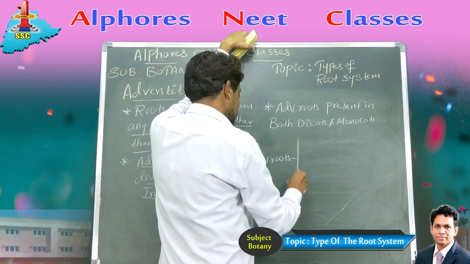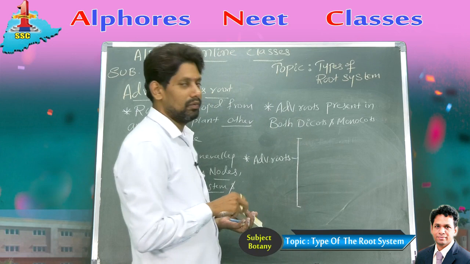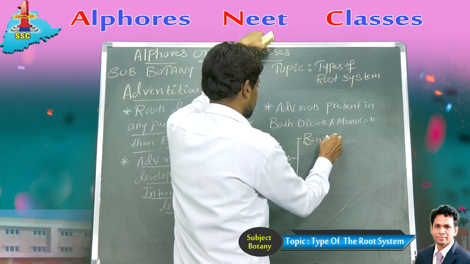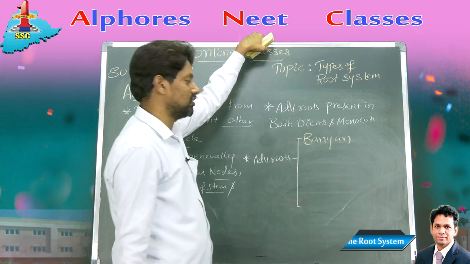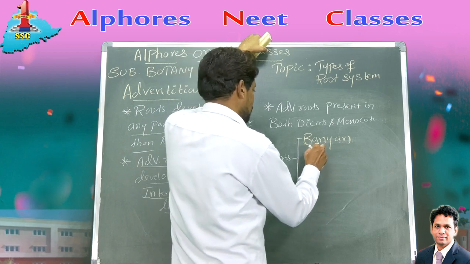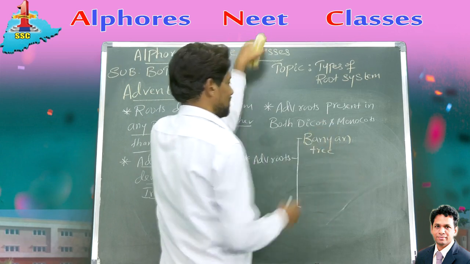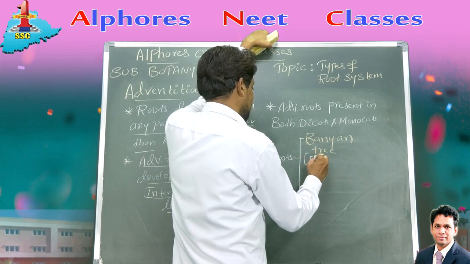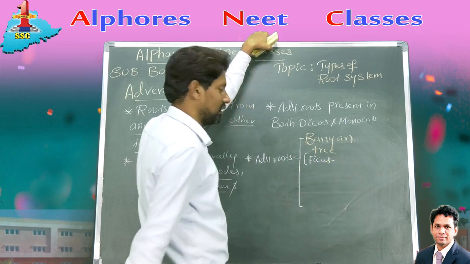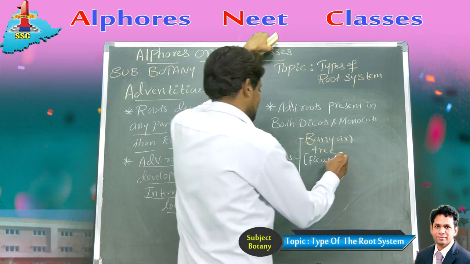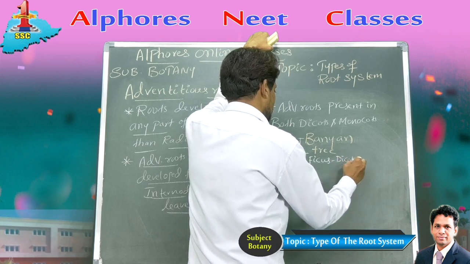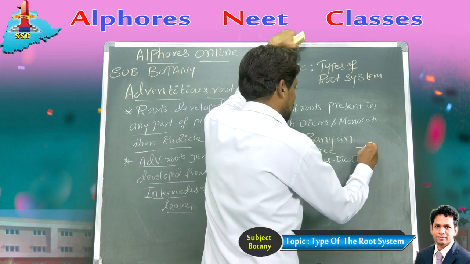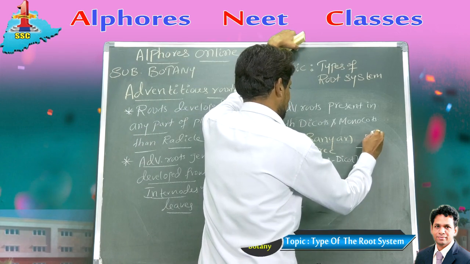Now, I am taking an example of a dicot as well as an example of a monocot. For example, take banyan tree. I am not saying banana tree, it's banyan tree. Banyan tree means nothing but Ficus. We can pronounce it as Ficus also, no problem with that pronunciation. Is the banyan tree a dicot or monocot? Dicot.